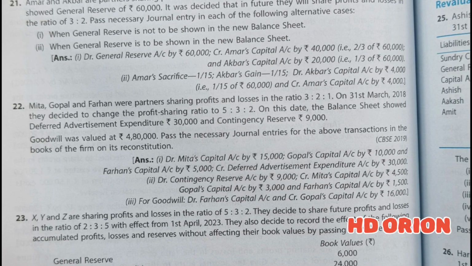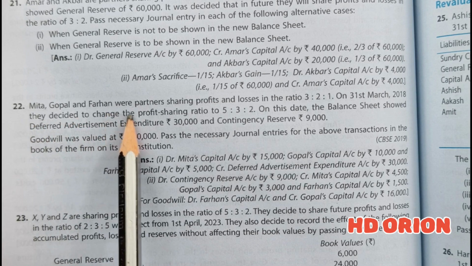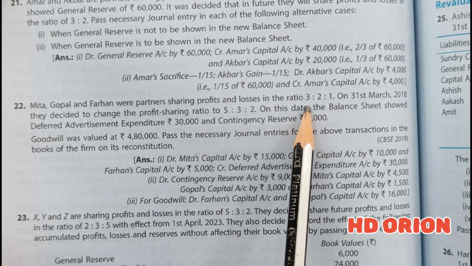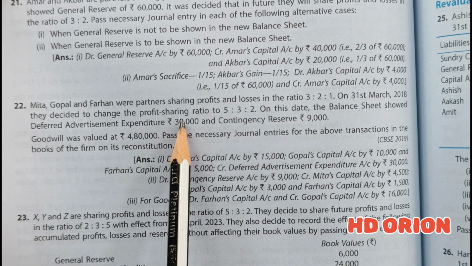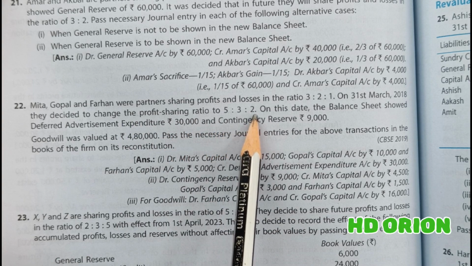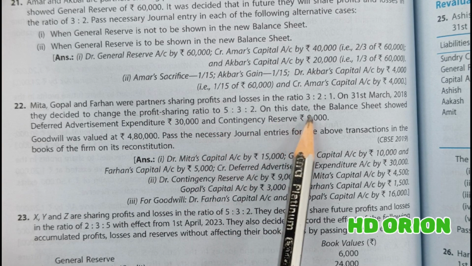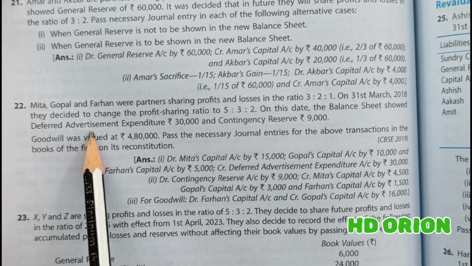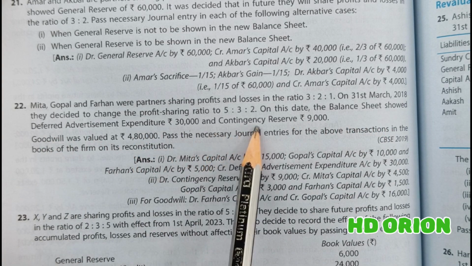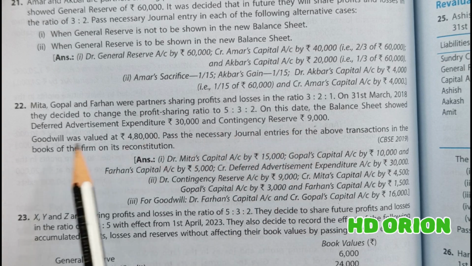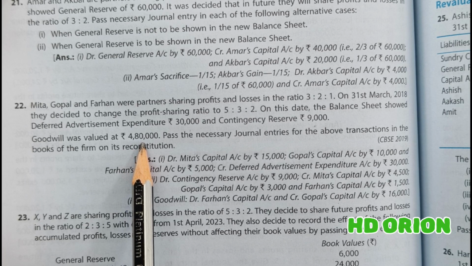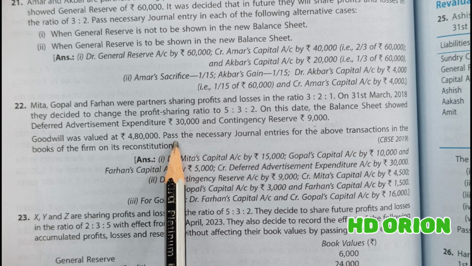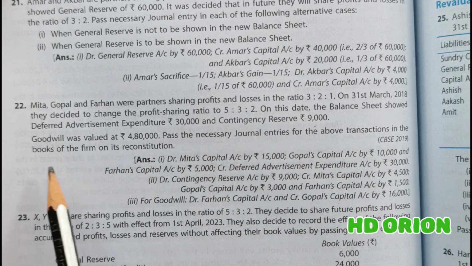Now, let us see question number 22. Meeta, Gopal and Farhan are partners sharing profits and losses in the ratio of 3:2:1. On 31st March 2018, they decided to change the profit sharing ratio to 5:3:2. On this date, the balance sheet showed deferred advertisement expenditure rupees 30,000 and contingency reserve rupees 9,000. Goodwill was valued at rupees 4,80,000. It is the goodwill for the whole firm. Pass the necessary journal entries for the above transactions in the books of the firm on its reconstitution.